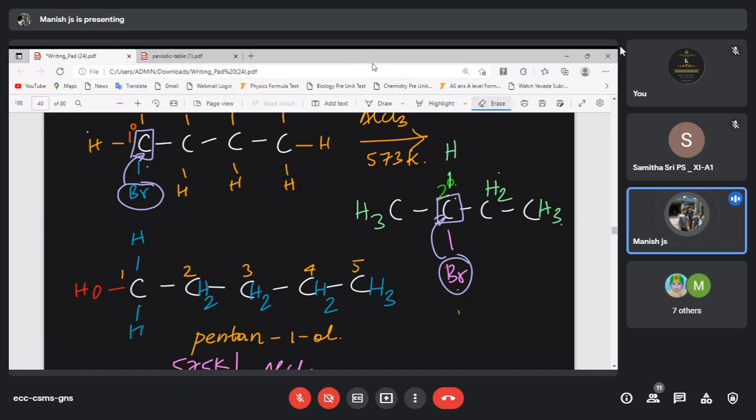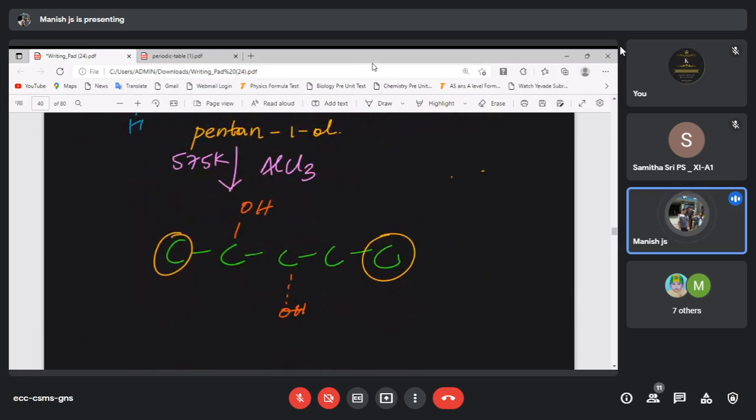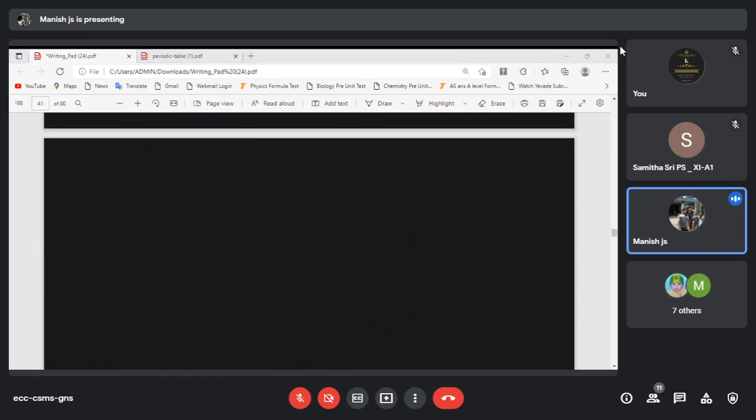So aluminium trichloride is the reagent. It is the necessary reagent, and the optimal temperature for this reaction is 573 to 575 Kelvin. At this temperature, when we use this catalyst, this reagent, the primary halide or primary alcohol is getting converted to a secondary halide or a secondary alcohol. So that is what is happening in this reaction. Okay, so simple. If you understand this mechanism, all these types of questions are going to be easy for you. So now we'll move on to the next part, the next question.